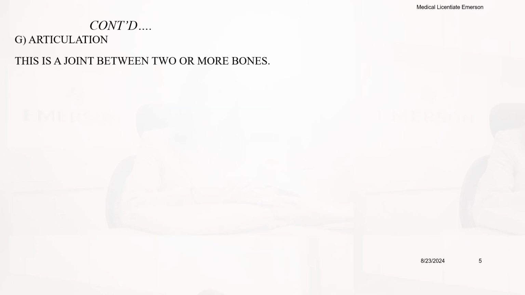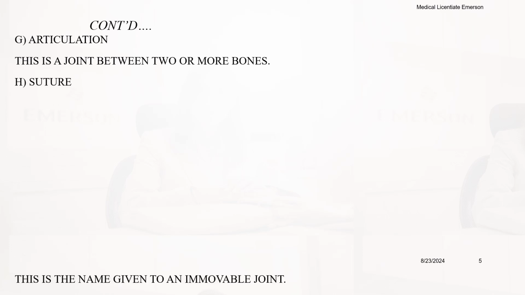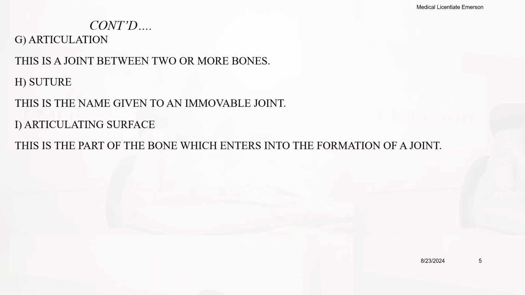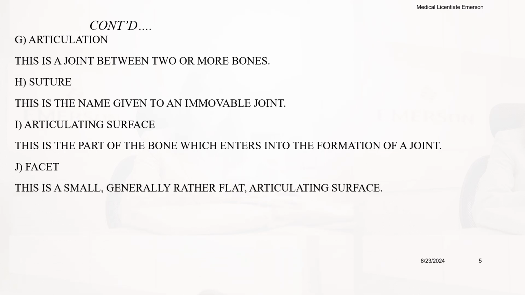That's a meatus. Okay, then other terms we have the articulation, which is just a joint between two or more bones. Then suture, which is just the name given to the immovable joint. Then articulating surface, this is just a part of the bone which enters into the formation of a joint. So the part that is connecting, that is entering the joint. So the part of that bone, that's the articulating surface. Then facet is the small, generally rather flat articulating surface. We call it a facet.